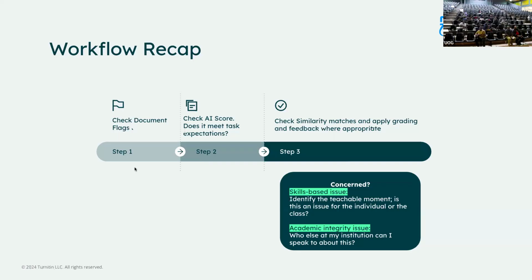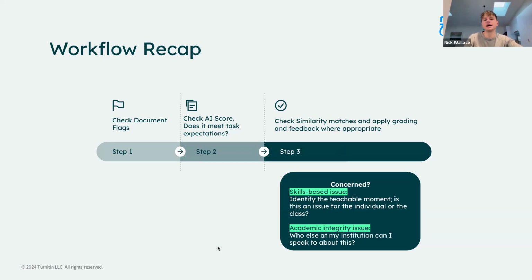Step 1, as you're coming through and reviewing those student reports, always remember to check those document flags first. If you see anything of concern there, escalate that or have a conversation with your students. Now, step 2 and step 3 can be done in whichever order you prefer. But in this example here, step 2 was to check the AI score.